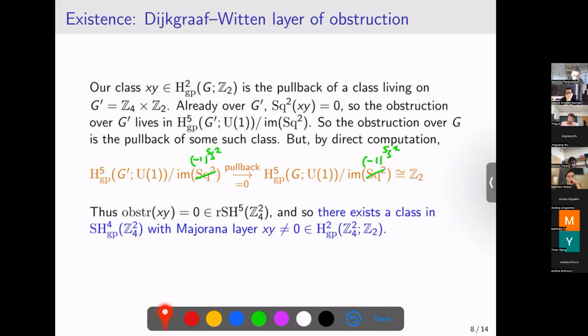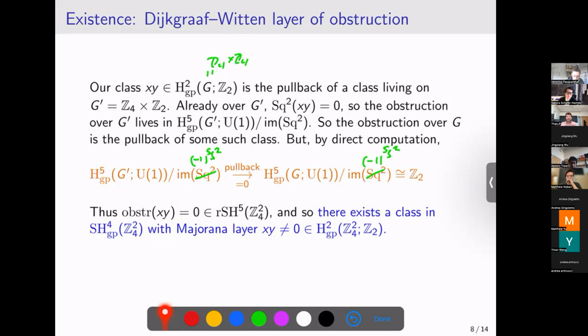Then there's one last trick. I said it was 0 times 0, which is 0, and that was sort of overkill. It would have been good enough if it were just 0 times something, which was 0. So let's look instead at the quotient group Z4 times Z2. Remember, G for me was Z4 times Z4. My class that I care about, XY, is the restriction of a class on Z4 times Z2. So its obstruction has to be the restriction of the obstruction, and then you show that the restriction map on obstructions vanishes. So the whole obstruction vanishes, and that proves that this class has trivial obstruction.